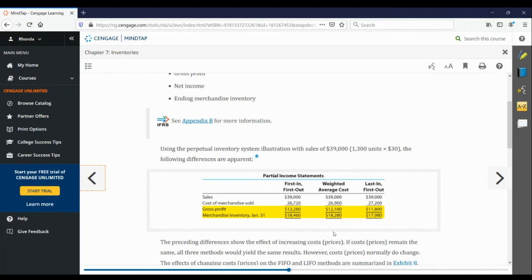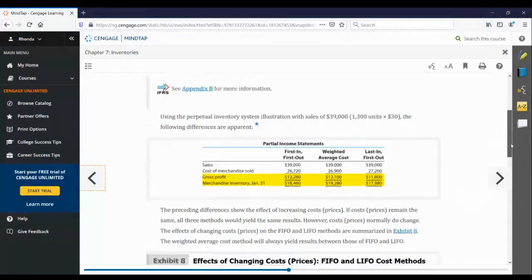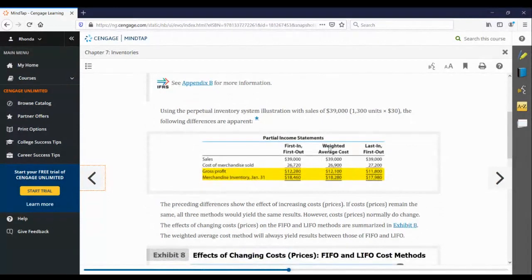But the example that they've given you in the book is about when the prices are rising, or increasing over time. So I think it's important that you understand how the different inventory valuation methods can affect the financial statements.